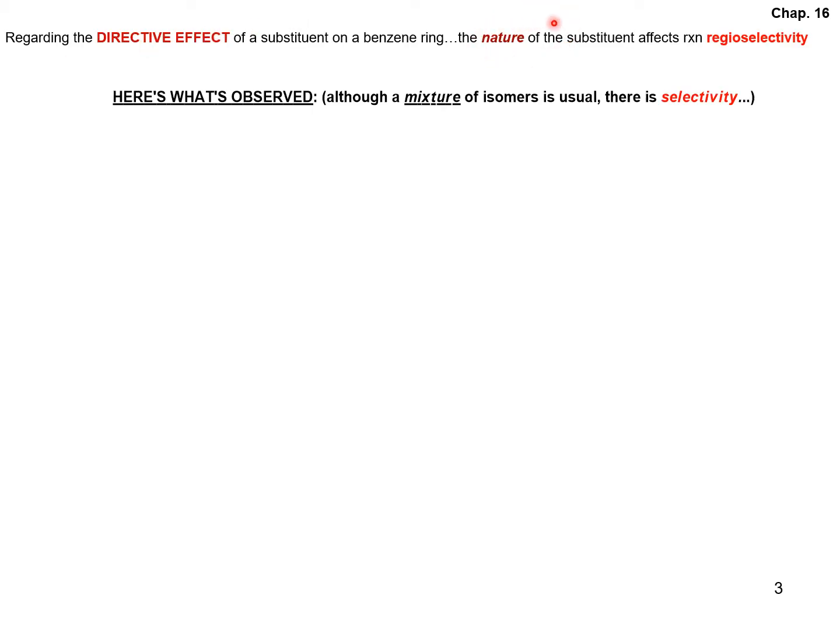The nature of the substituent on the mono-substituted benzene affects the rate of the reaction and the reaction regioselectivity. So while you do not get 100% of one isomer over the other two, there is some selectivity in the formation of the regioisomers. Here's what's observed.